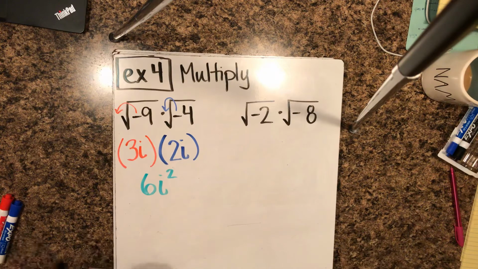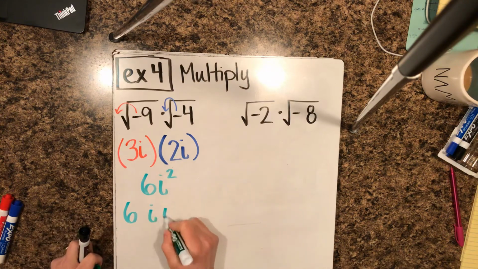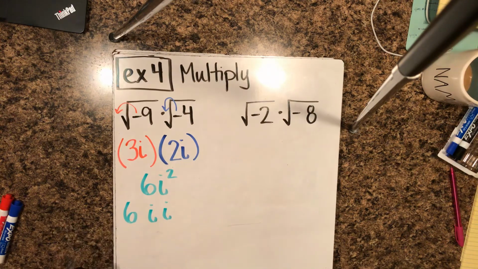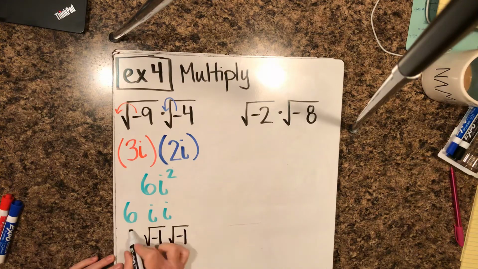We have 6, okay? That doesn't change. Our definition of i says that, I'm actually going to write it as 6 times i times i. i squared is i times i. Okay, 6 times i, and we know that i, the definition, is just the square root of negative 1. Square root of negative 1, 6. Okay, when you multiply these two things together, the square root of negative 1 times the square root of negative 1, you just get negative 1. So your final answer here is negative 6.